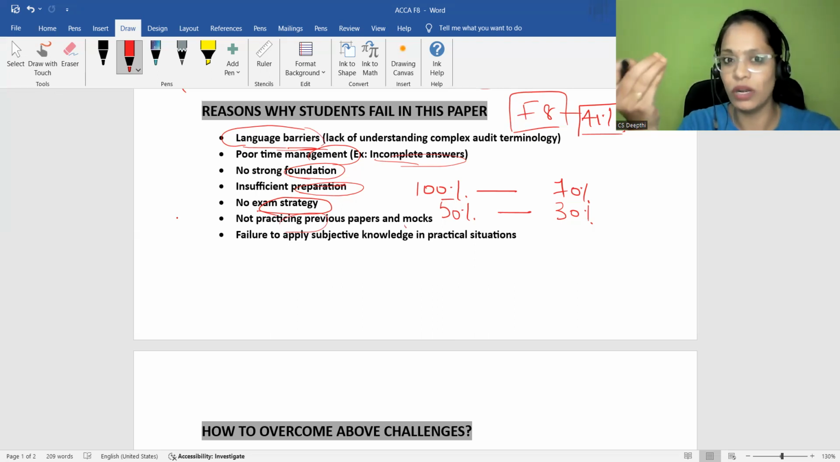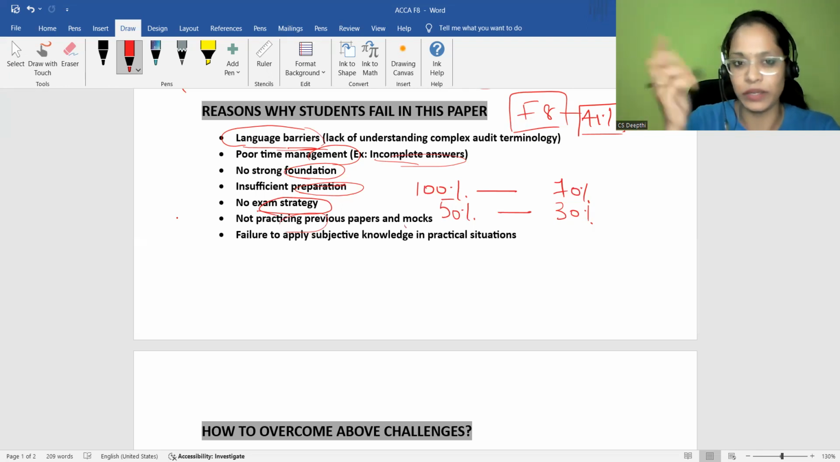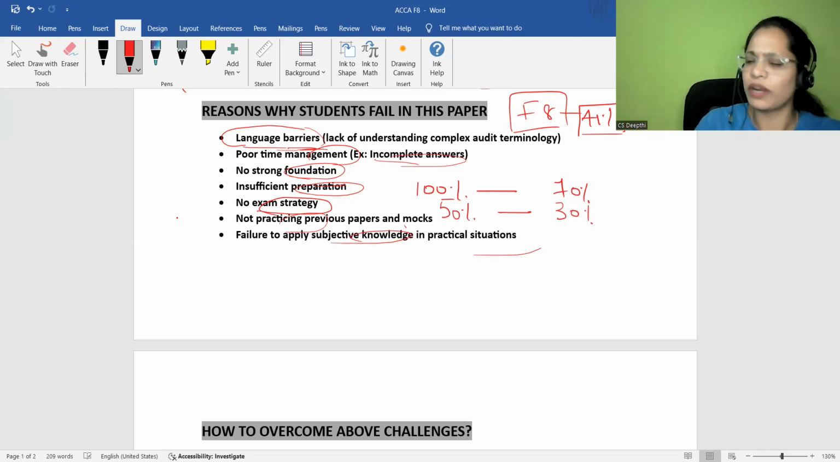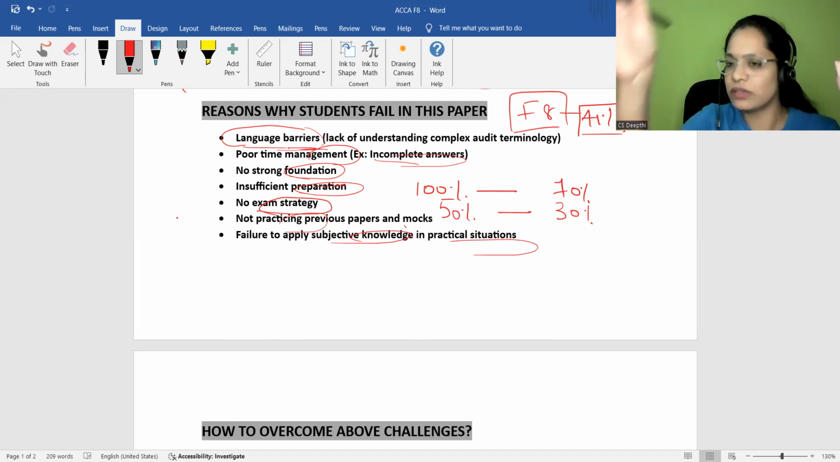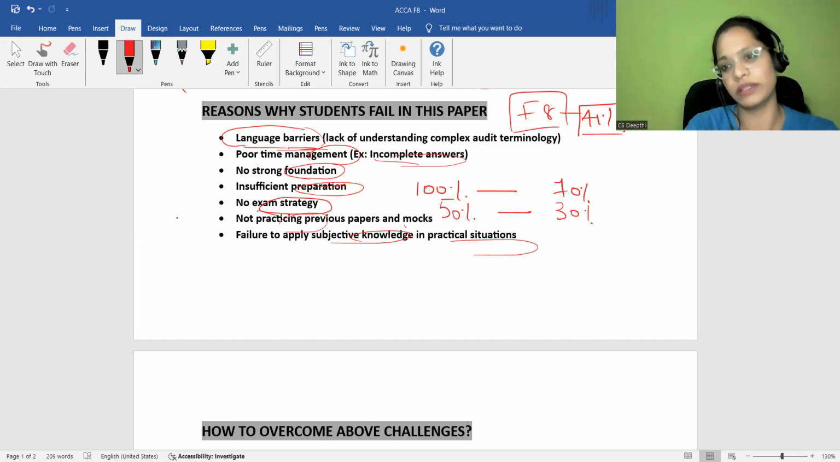You don't even know the exam pattern, the exam motive, and you don't even know how to present the paper. No writing practice, no typing speed. Then how do you think you can pass that exam, right? Failure to apply subjective knowledge in practical situations. The study material consists of only subjective knowledge. Then how do you apply this in case study based questions? Practice.